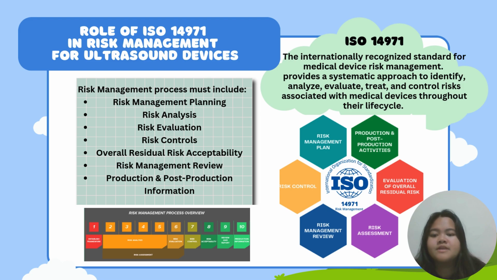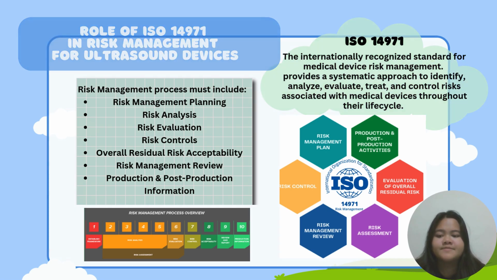Here, we can see that the risk management process must include risk management planning, risk analysis, risk evaluation, risk controls, overall residual risk acceptability, risk management review, production and post-production information. In the next slide, I will explain more about this process.